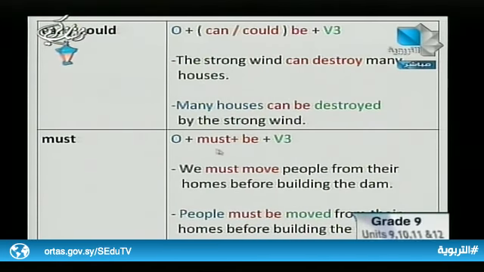Let's move into must. We must move people from their homes before building the dam. So here the sentence becomes: people must be moved from their homes before building the dam. Good.